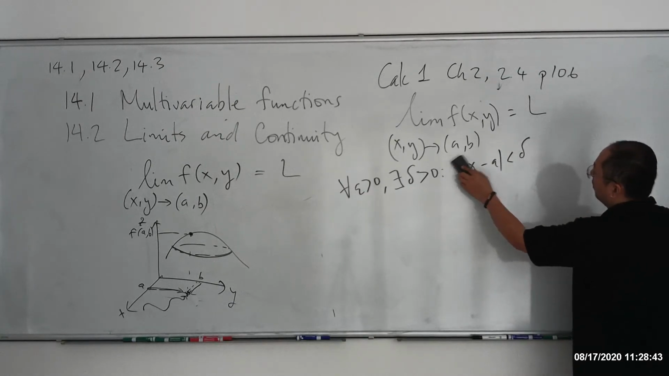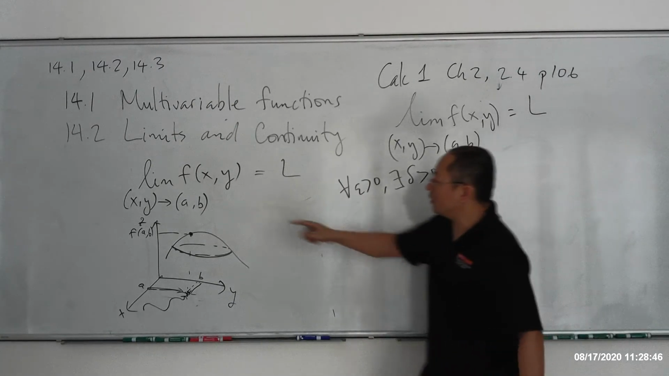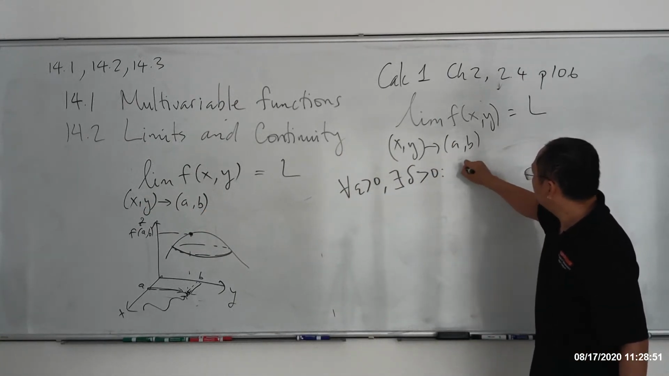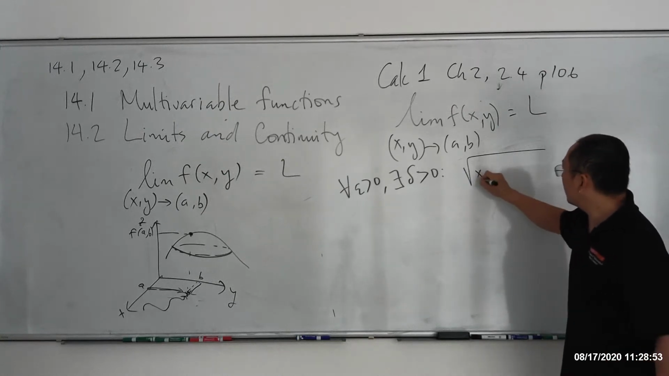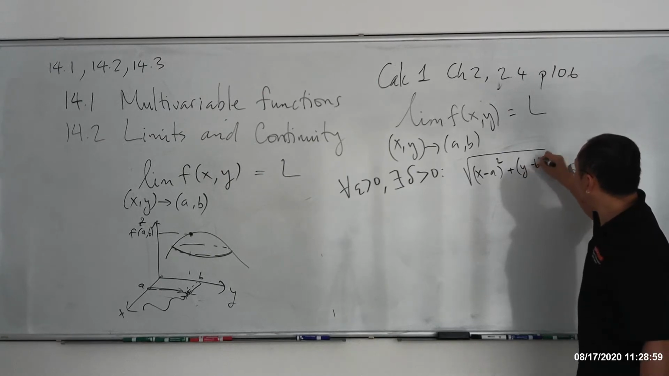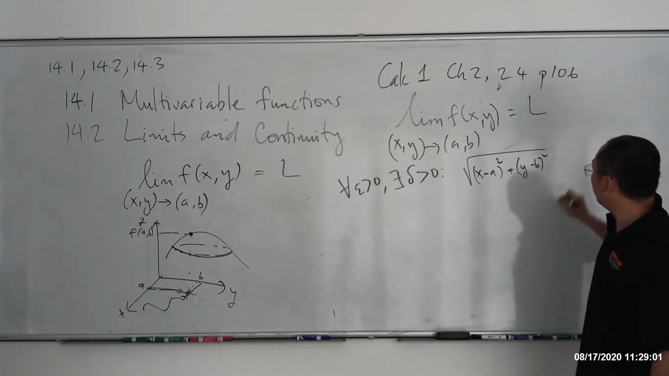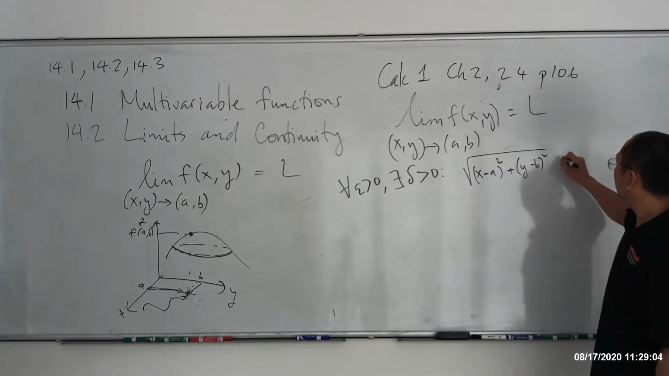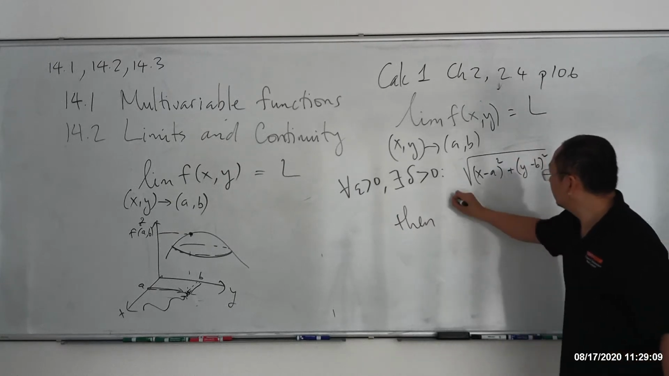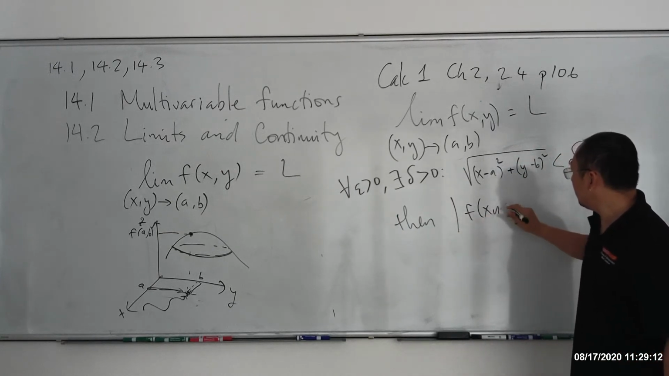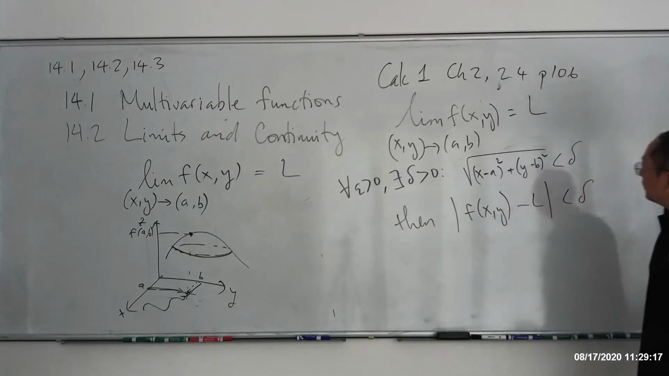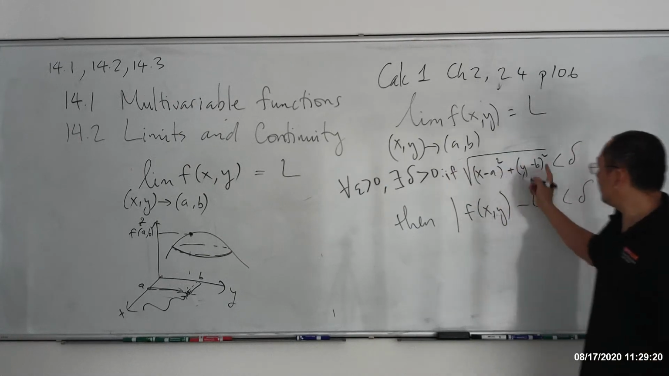This is the distance. So how do we write the distance in 2D? The distance from the point (x, y) to the point (a, b). Recall the formula for distance, what was that? The square root of (x minus a) squared plus (y minus b) squared. Remember, this is a square root, so it's positive already. If it's less than delta, then |f(x, y) minus L| will be less than epsilon. So if this happens, then that happens.